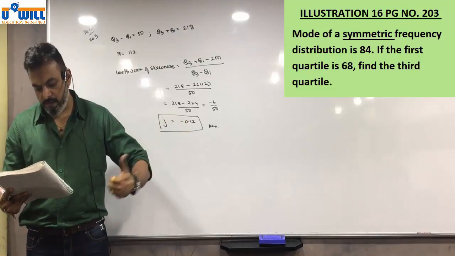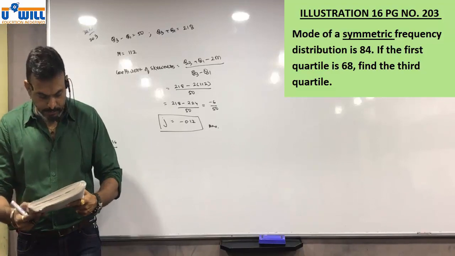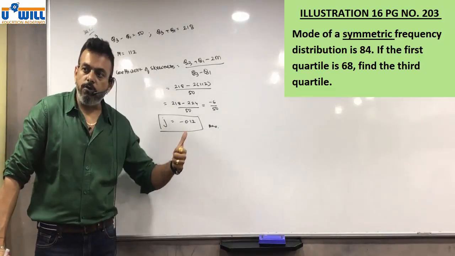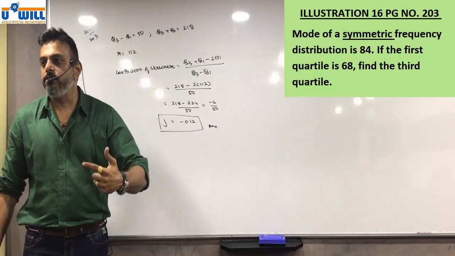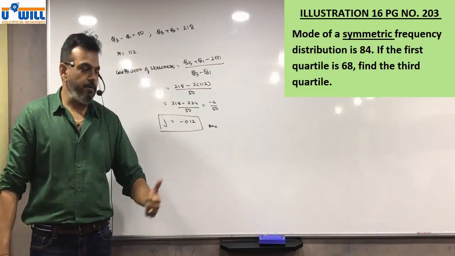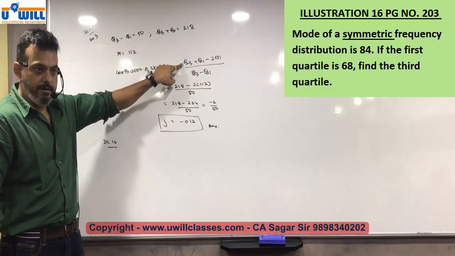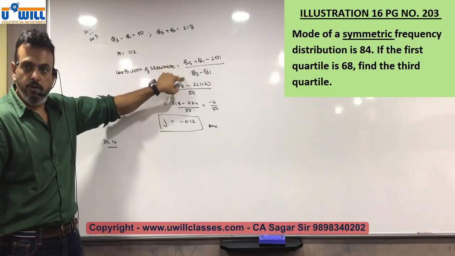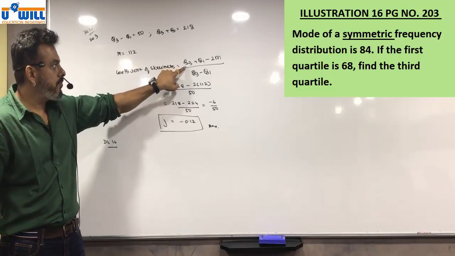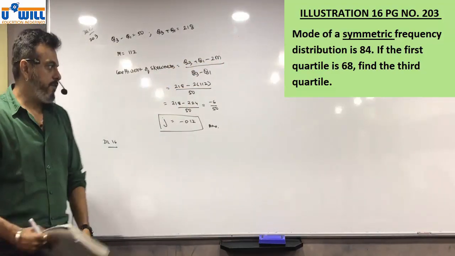We have first quartile, we have the third quartile. Let's find out. Now instead of using J is equal to 0, you can also use Sk is equal to 0. Although since it's an illustration, we'll follow the textbook. Got it? Because if this is 0, then this whole thing is 0. Understood this? Skewness is 0, so Q3 plus Q1 minus 2M is also equal to 0.